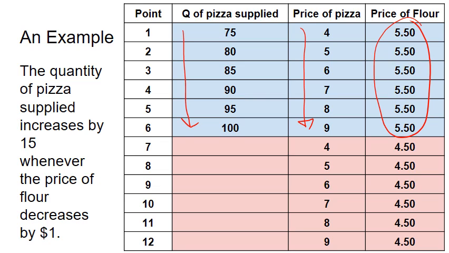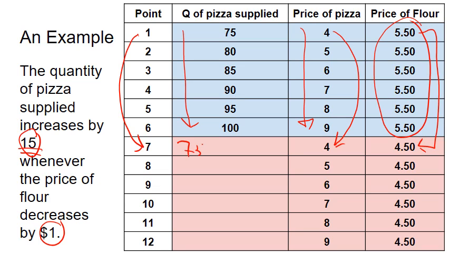The quantity supplied increases by 15 whenever the price of flour decreases by $1. To compare rows 1 and 7, the price of pizza in both cases is $4, so the price of pizza doesn't change. The only thing that changes is the price of flour. It drops by 1. We know that's going to increase the quantity supplied of pizza by 15, so the new quantity is going to be 75 plus 15, which is equal to 90.